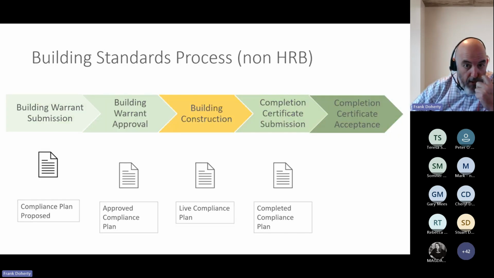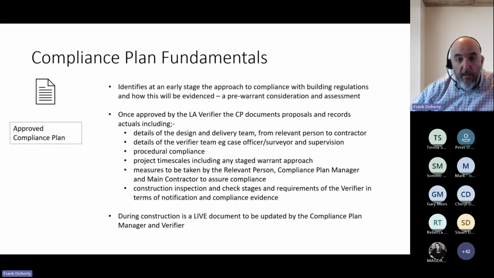Fundamentally, though, the compliance plan is intended to do a number of things. Identify at an early stage what the approach to compliance is and how that might be evident. So picking up things like we're going to have a fire engineer in this job because we're not going to comply with the guidance for travel distance or whatever. It wants to consider those things up front before a warrant application is made, making sure that the applicant has considered all the things they need to do, so that when their application comes in, it should be a smoother process. And once approved, that compliance plan documents a number of things.